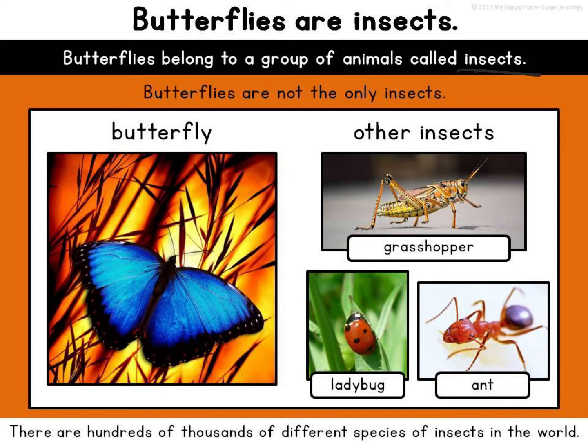Oops, let me change the color so you can see. Here's a picture of a butterfly, and here's some pictures of other insects like a grasshopper, ladybug, and an ant. Let's look at these pictures and what are some things you're noticing that insects have in common. I'm noticing legs. I know a butterfly has legs, but we can't see them because of the wings. Antenna.